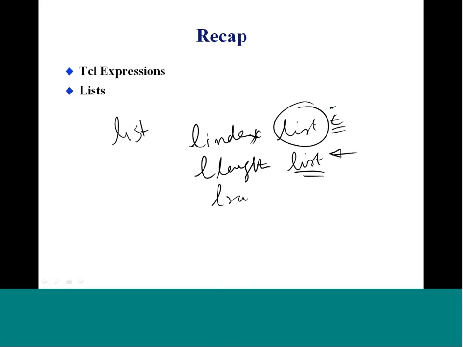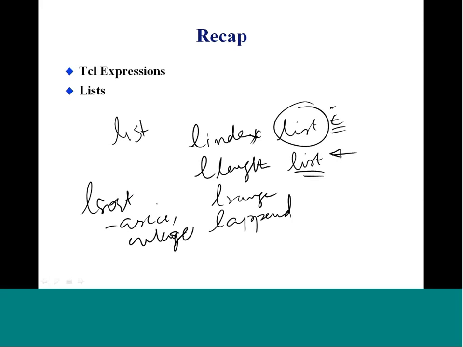We also have lrange, I think you can guess what it is, and lappend. There is linsert, which inserts exactly where you want to insert. lappend will insert at the end. And then lsort is another way to sort a list, and this can take multiple options, like various switches called ASCII, or integer, or real, and then you can specify whether you want an increasing sort, a decreasing sort, things like that.